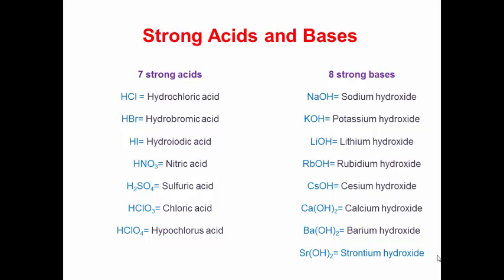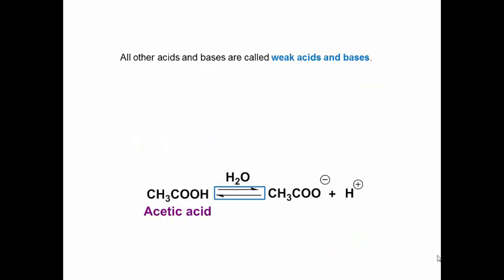So this is a list of all the strong acids and bases. You should just keep this as a guide. You don't have to memorize it, and I'm not going to read them all out loud. When you see these acids and bases, you just need to know that this species will ionize 100% in water, and there's no going back. All other acids and bases are called weak acids and bases.